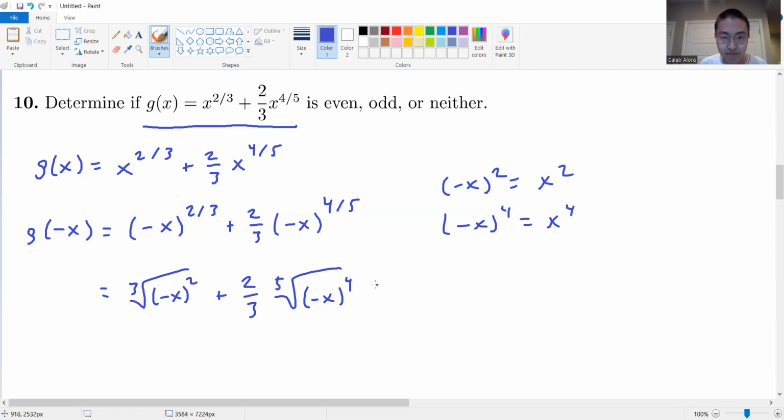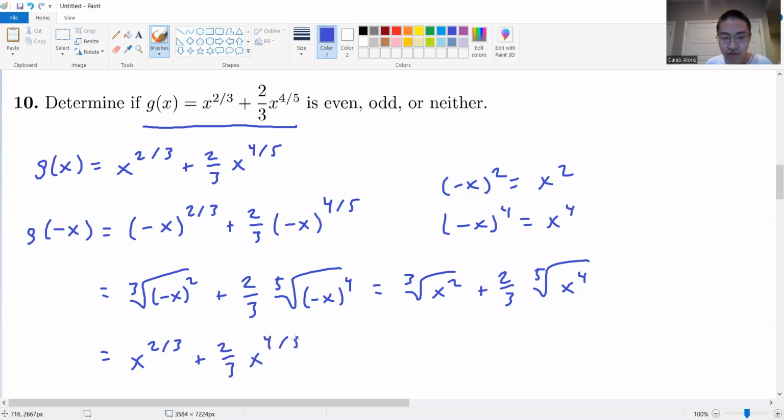So I can rewrite this as the cube root of just regular x squared, plus 2/3 times the 5th root of just regular x to the 4th. And then rewriting back into the fractional exponents, we have x to the 2/3, where the numerator is coming from the power and the denominator is coming from the root, and then 2/3 x to the 4/5, where the 4 is coming from the exponent, the power, and the denominator 5 is the root.